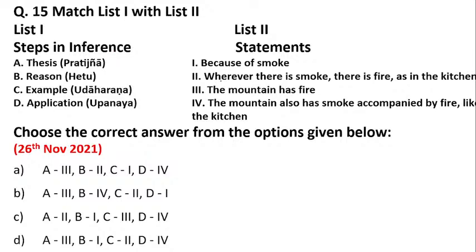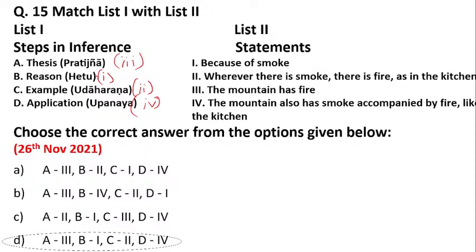The statement is "this mountain has fire." So this is the Pratijna. Now what is the reason? Because of smoke. So this is the reason. What is the Udaharana? Wherever there is smoke there is fire, as in the kitchen. So the Udaharana is the second statement. And what is the application? The mountain also has smoke accompanied by fire like in the kitchen. So this is the application. The answer will be 3124. D is the answer.